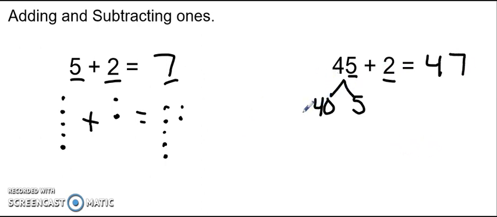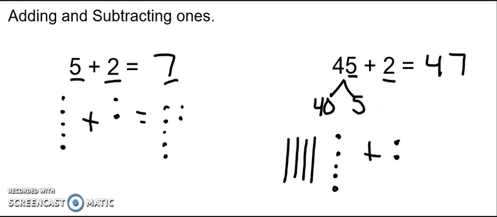We can also draw this out as a picture. So 45 would look like 4 tens and 5 ones, plus the 2 ones. So if we group our 5 ones and our 2 ones together, that would give us our 7 ones. And then we have our 4 tens, which would equal our 47. When we added the second problem, we really only had to change the ones because nothing was being added to the tens place.